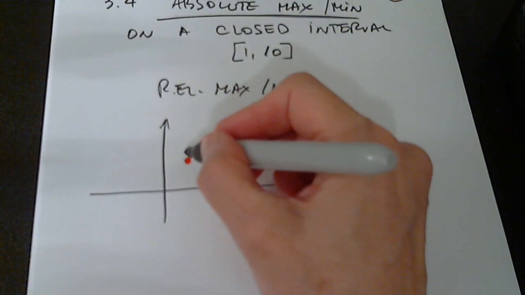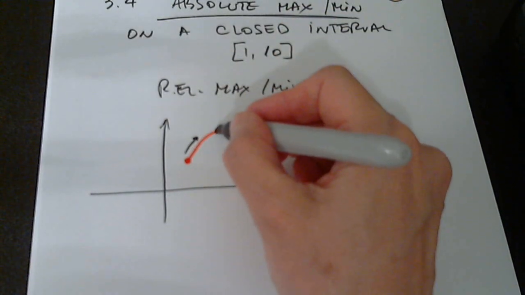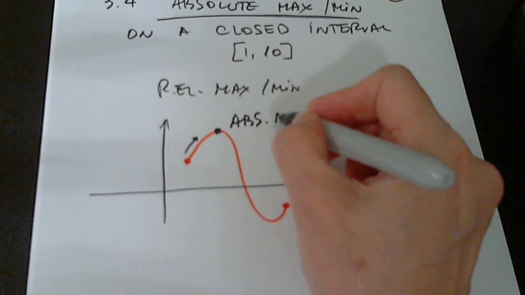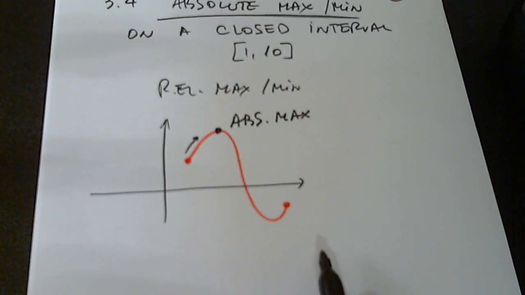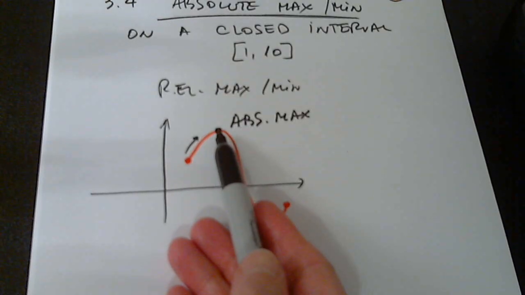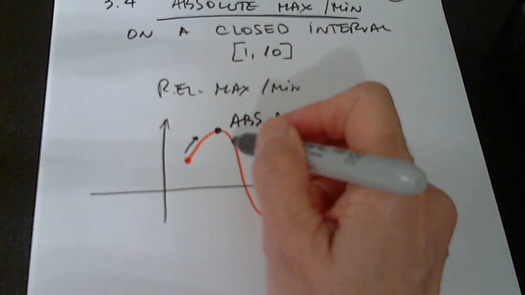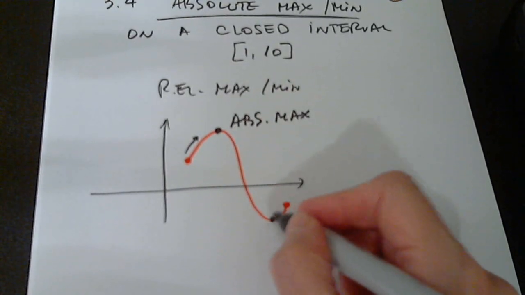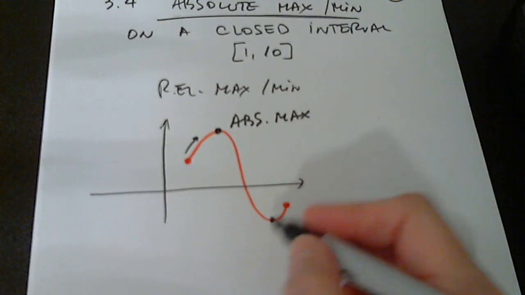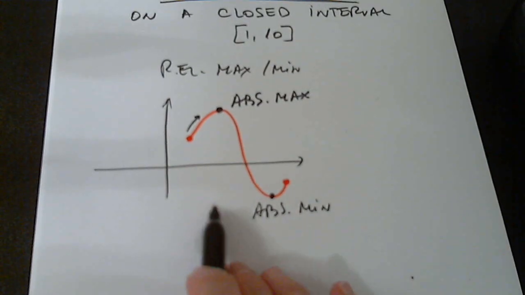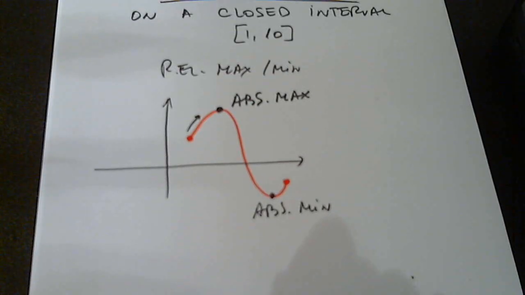So the function goes up to a maximum. This is a relative max, but it's also an absolute max because for this function, this is the absolute maximum possible. Over here, again, this is a relative min, but it's also an absolute min because this function does not have a value lower than it. This is it.